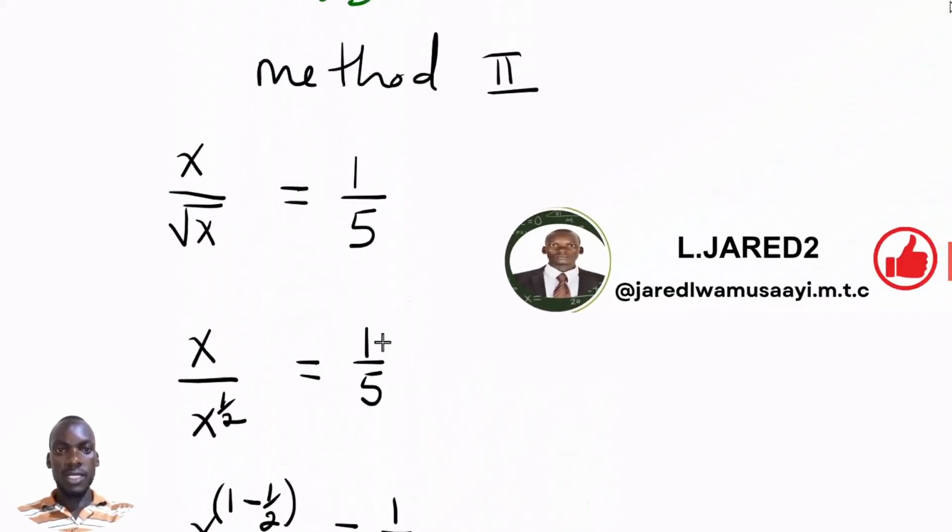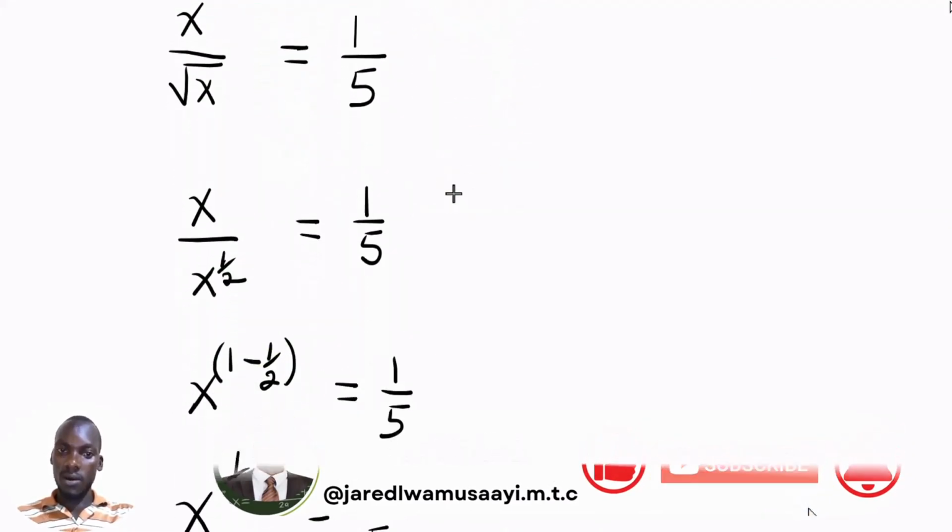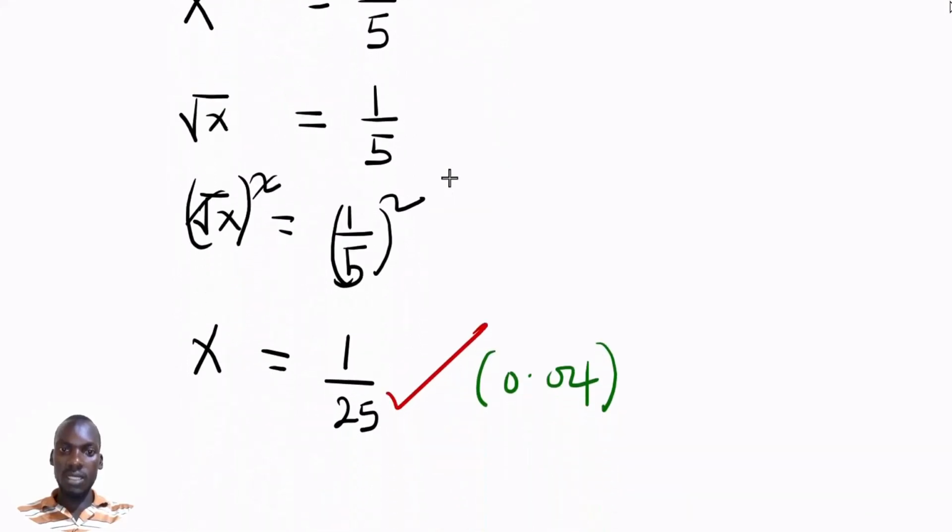But we can see that the second case is very short, and we are getting only the correct answer. There is no need of testing. You're just getting one answer, which is correct.